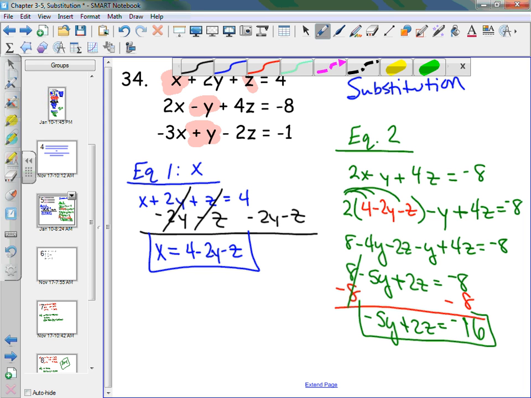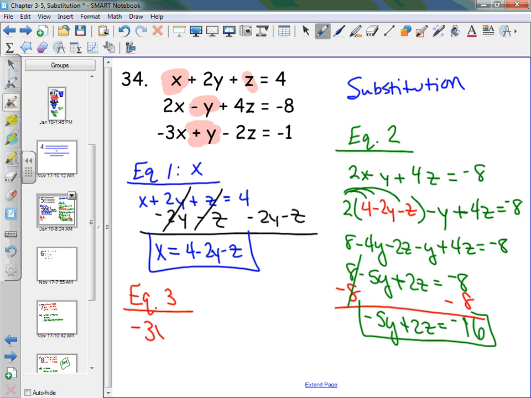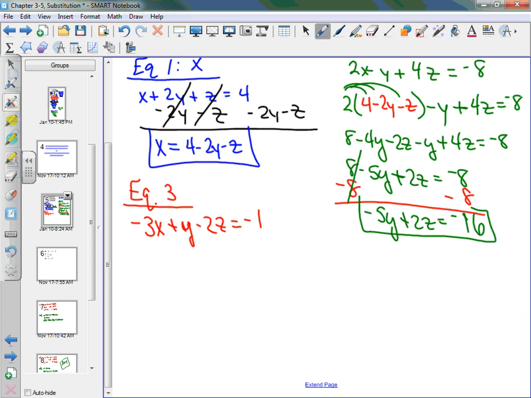Okay. Now, next. What equation have I not used yet? I have not used equation 3. So equation 3 is negative 3x plus y minus 2z is equal to negative 1. And what do I plug in? For x. So this is going to be negative 3 times 4 minus 2y minus z plus y minus 2z is equal to negative 1. Yes?